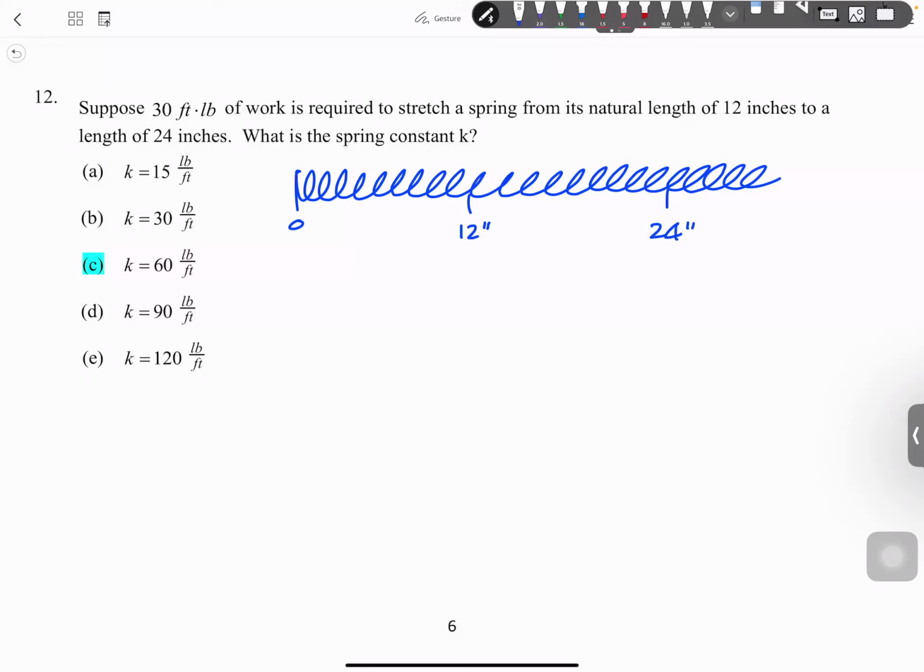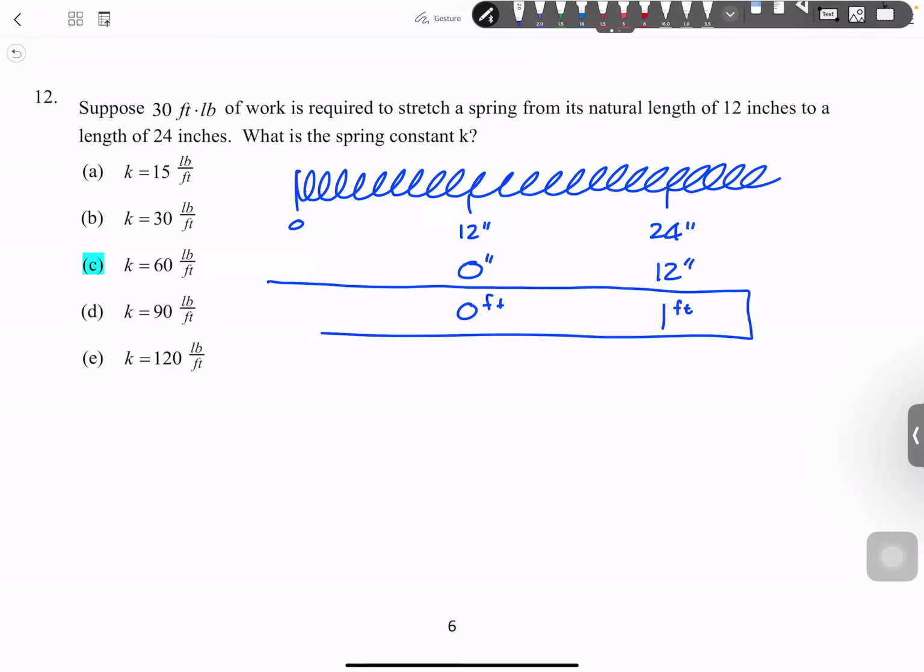So I'm going to convert this. I don't want to work with 12 inches. It's not how far it has been stretched. That is the natural length. So the first conversion I make is for natural length. So we're going to call this 0 inches and 12 inches. And then I'm going to make another conversion. I don't want to be working in inches. I need to be working in feet. So this is 0 feet. This is 1 foot. And so these are the only values.